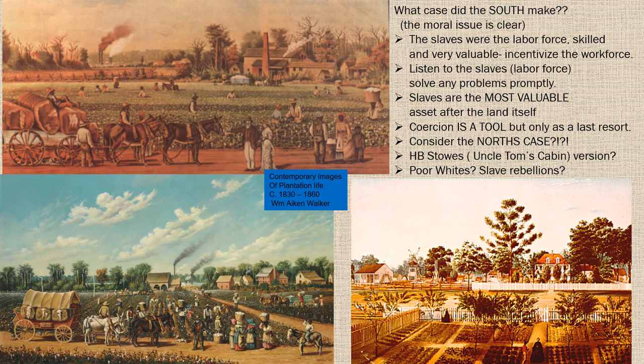And again, the North case was easy to make. Slavery is immoral, which is true. Slavery is evil. That's true. But what case did the South make? The South kept saying, listen, you don't understand what's going on down here. This is our workforce. These are people that we value. But what would the North always be able to say? Slavery is bad.